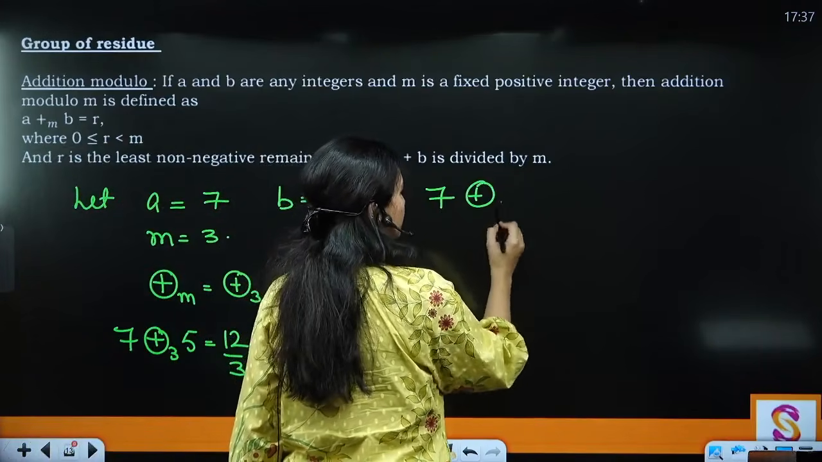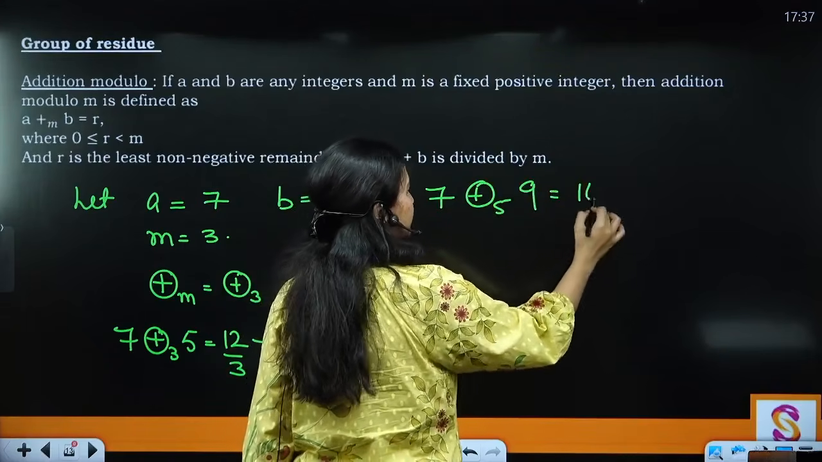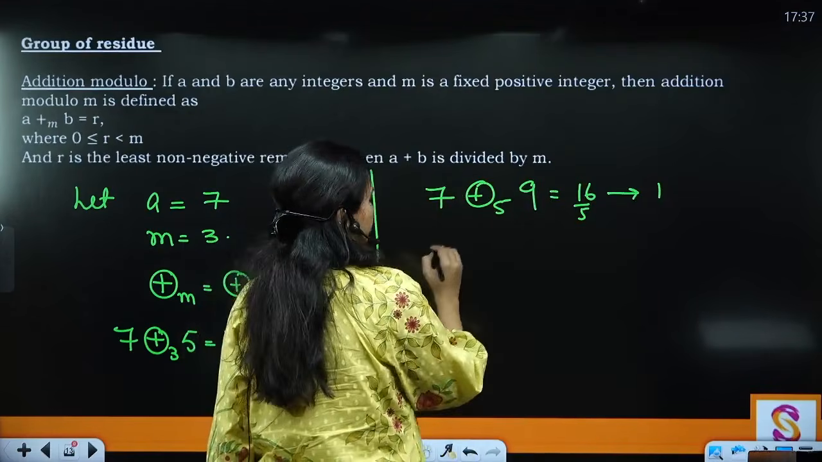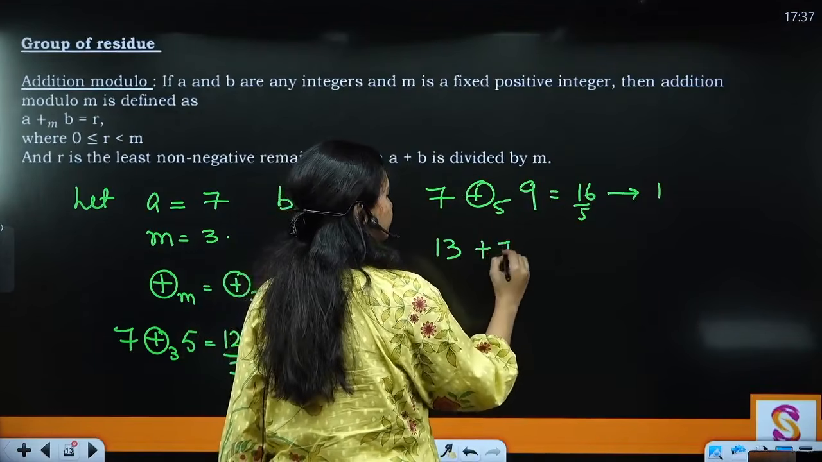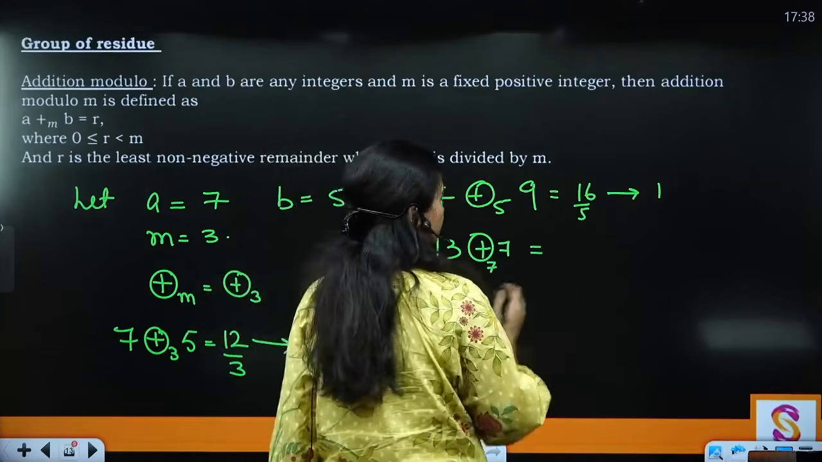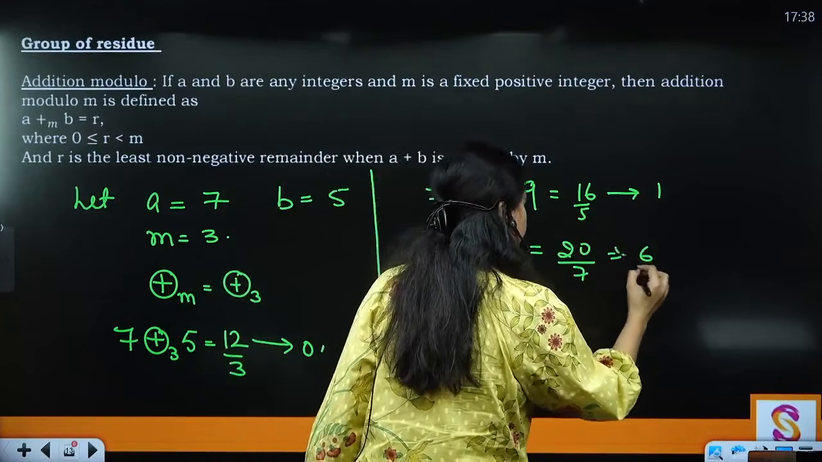7 addition modulo 5 plus 9. So this is going to be 16 by 5. What is the remainder? 1. 13 plus 7 and addition modulo, let's take 7 only. So this is going to be 13 plus 7 is 20. What is the remainder? 6.